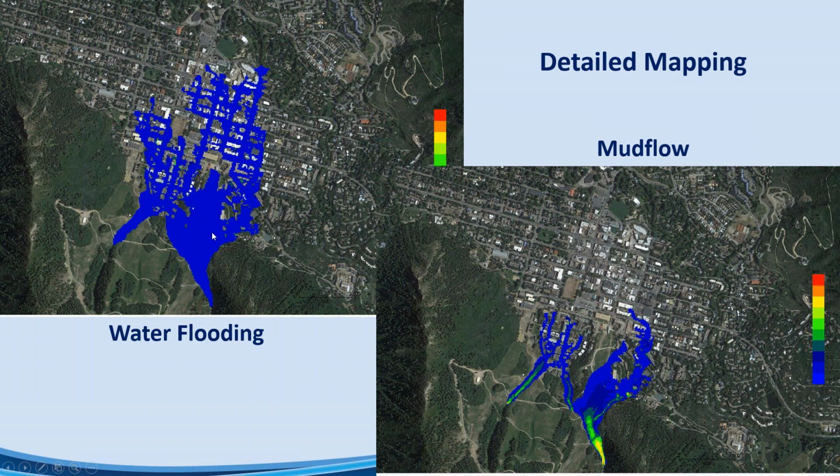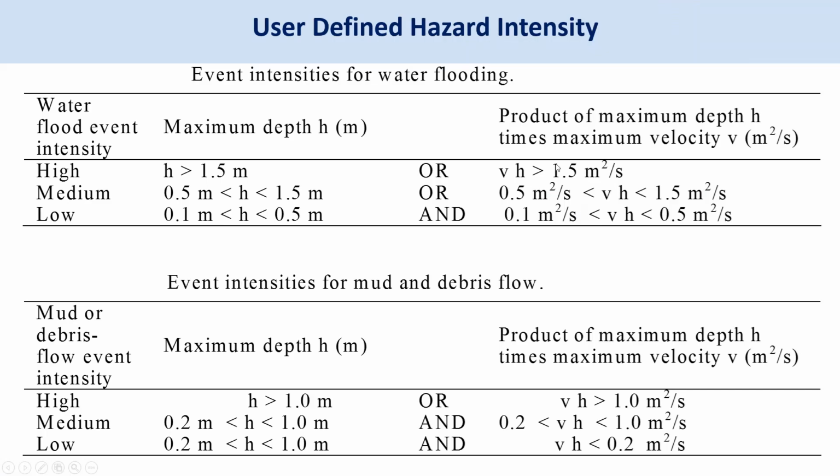For the water flooding, you show these events for a given event and then you show them the hazard maps associated with these types of events, and you can have different criteria for the mud flow. You can have different criteria for the intensities for the mud and debris flow event versus water flooding events.